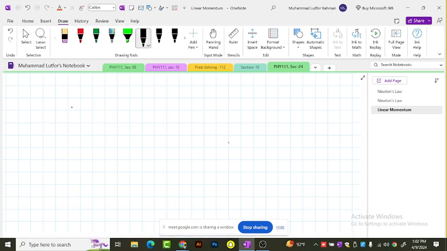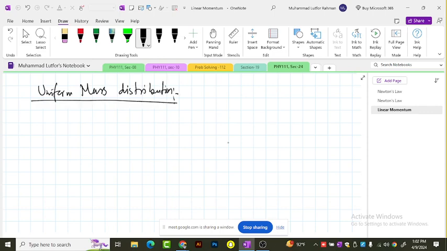All right, let's talk about finding the center of mass for uniform mass distribution. Uniform mass distribution means any shape of object, let's say a rod with uniform distribution of mass, a box, a solid sphere, anything with uniform mass distribution. Actually, we are going to find that.